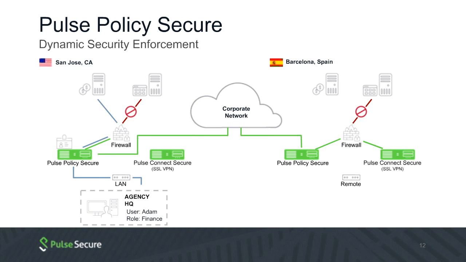What this gives us is the ability to do dynamic security enforcement. So when I connect to the network, I'm authenticated by the policy server, and then I try to send traffic through the firewall. And the firewall will permit or deny my traffic based on my role and what that role is mapped to in the resource access policy.